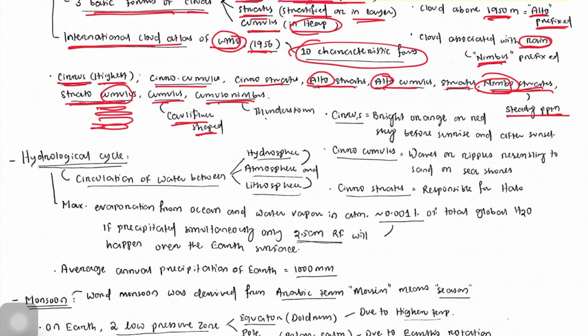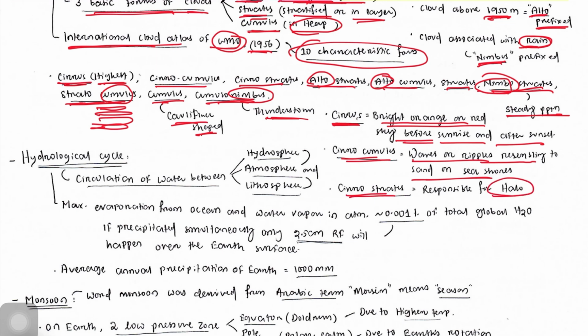Then cumulonimbus. Here nimbus is also used, so there is rainfall, and thunderstorm is also associated with cumulonimbus. So there are different types of cloud. When there is more cirrus form of cloud, you can find a bright orange-red sky before sunrise and after sunset. Then cirrocumulus, if it is there, you can find waves or ripples resembling sand on a seashore. Then cirrostratus cloud, if it is more there, is responsible for a halo near the sun.